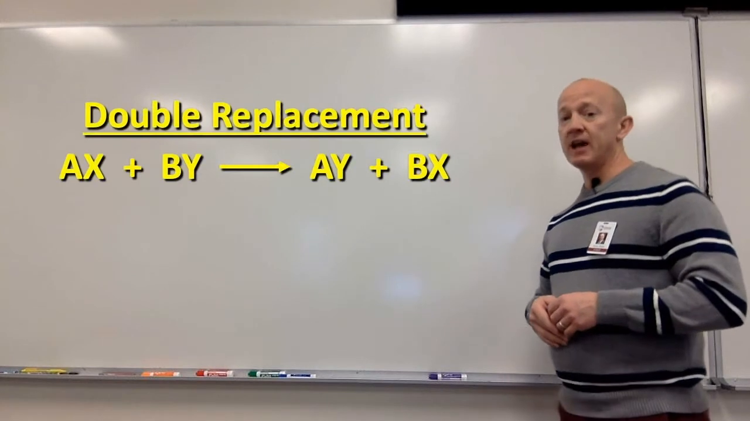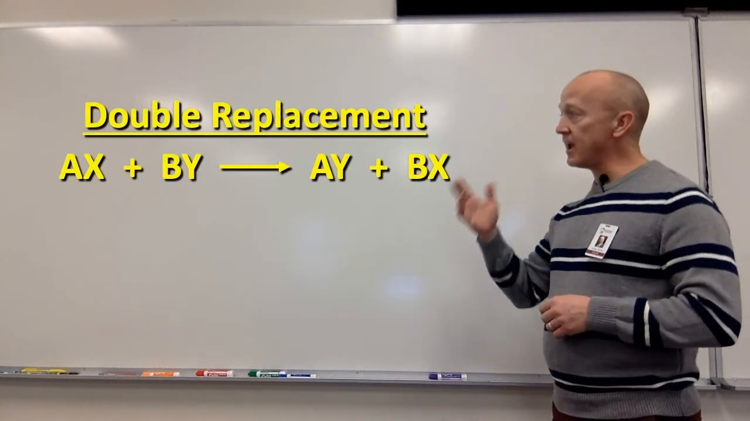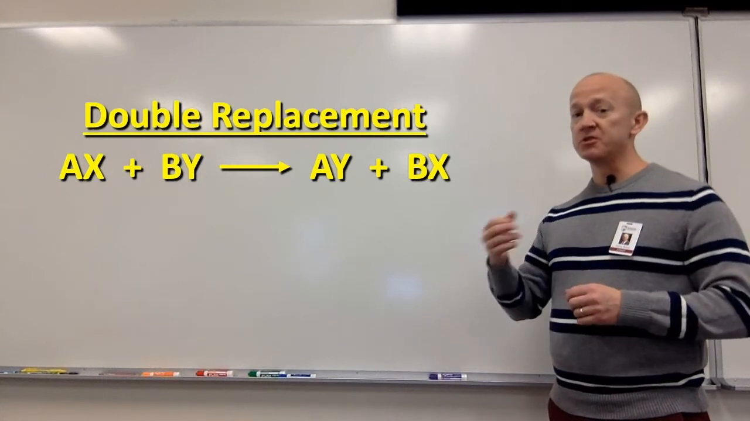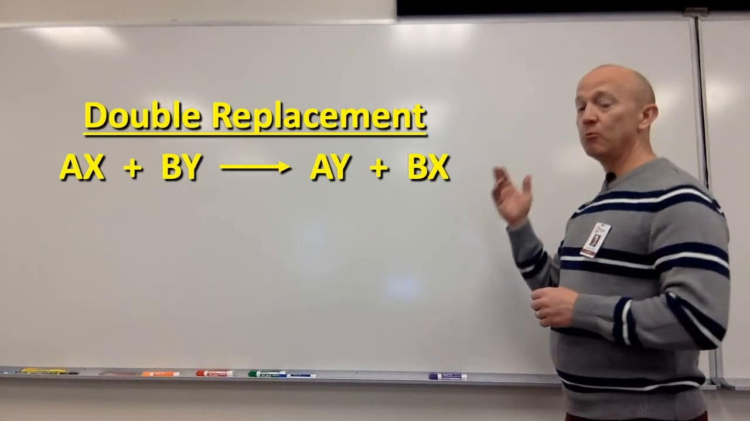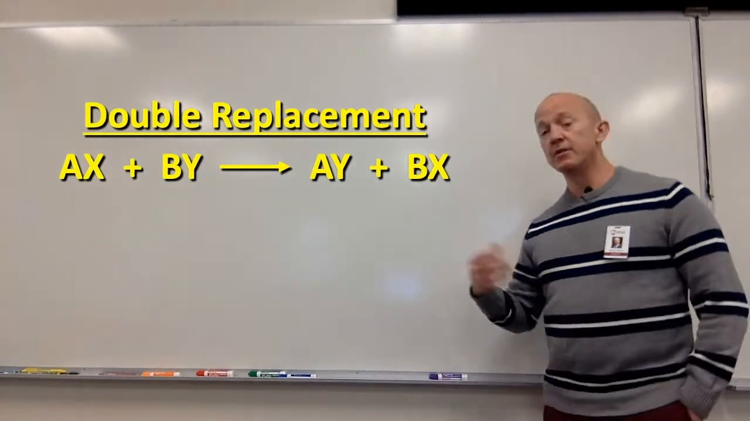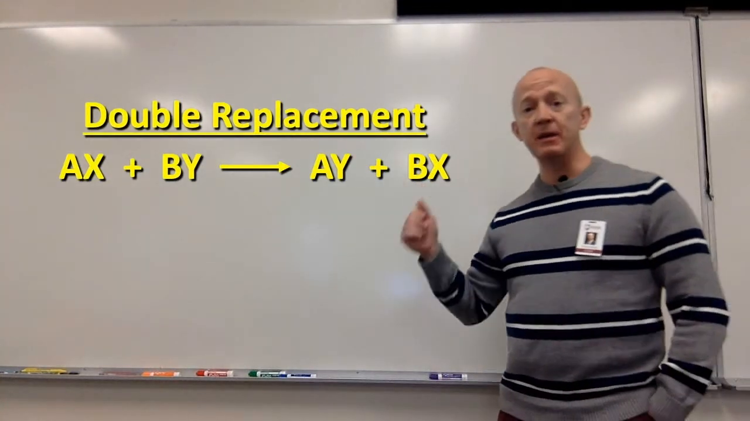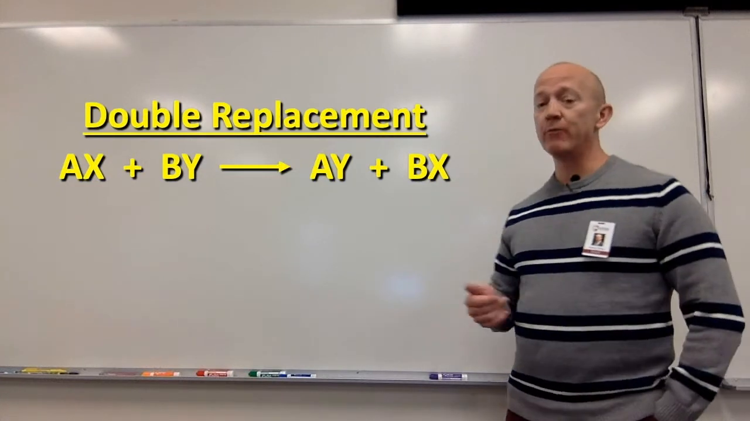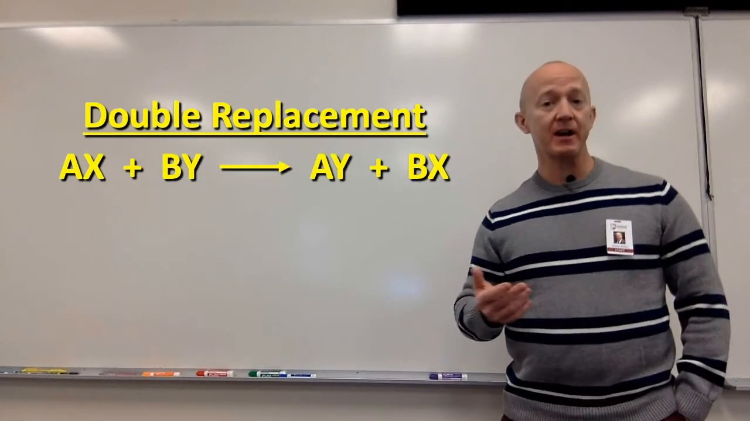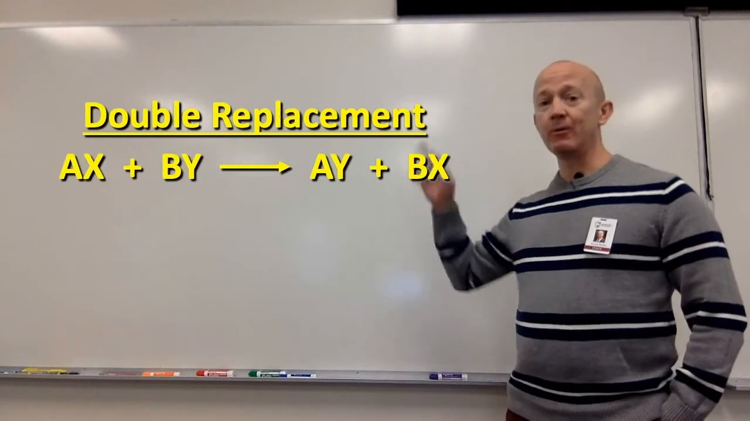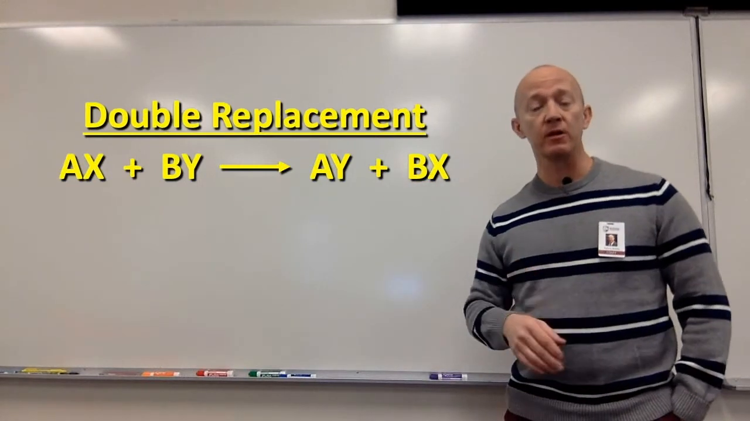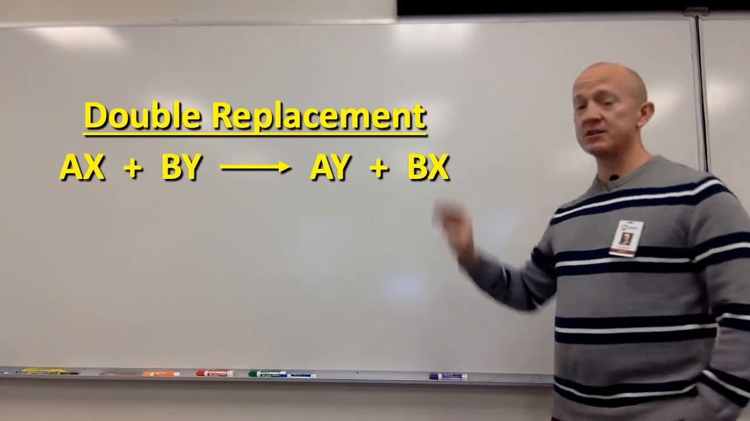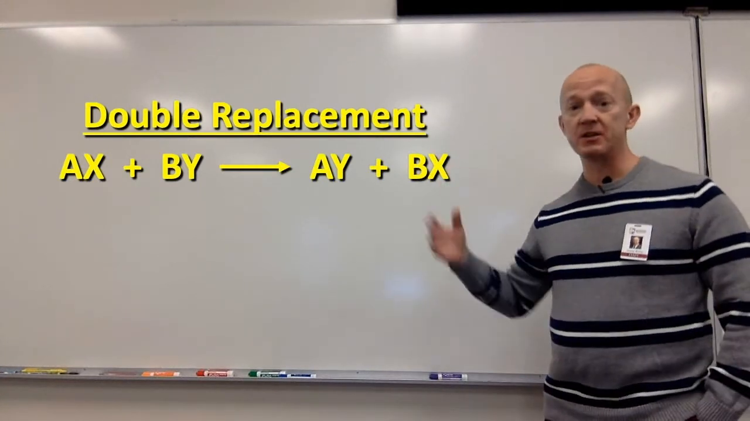If we have a reaction between the compounds AX and BY, then a double replacement reaction would result in the products AY and BX. In this generic equation, A and B represent positively charged cations, and X and Y represent negatively charged anions. X replaces Y and Y replaces X, and that's why we call it a double replacement reaction. Remember that anions always replace other anions and cations always replace other cations.